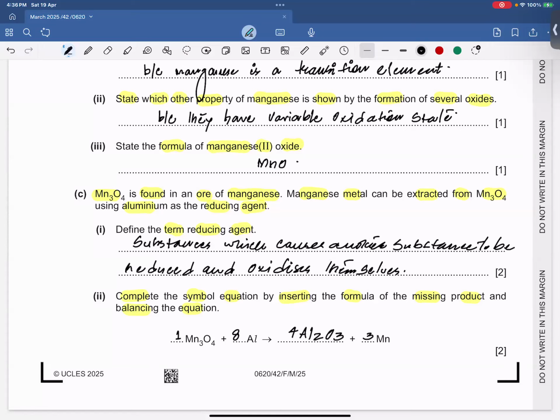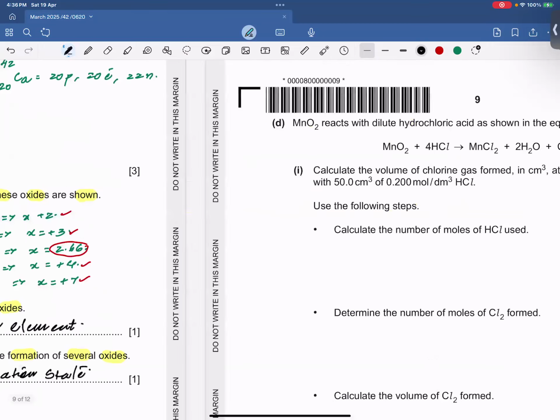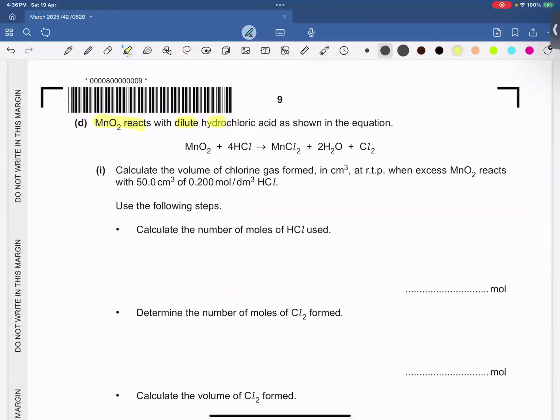Okay, let's move on to the next part. MnO2 reacts with dilute hydrochloric acid as shown in the equation. Calculate the volume of chlorine gas formed in cm cube at RTP. So we are looking for the volume of chlorine gas, and obviously we can find it if 50 cm cube of 0.2 mole per dm cube HCl is given. All right. So first of all, let me find out the moles of HCl. That's easy. Piece of cake.